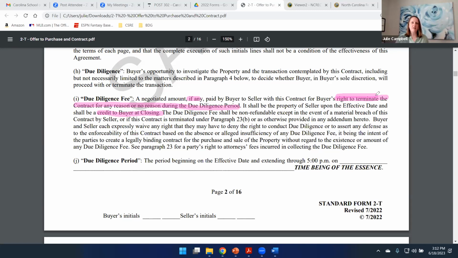Money talks, doesn't it? So I think more due diligence fee may get your buyer some more due diligence time. Don't offer me $50 and ask for 5 weeks. That's not going to get you far. Questions on our due diligence fee, or due diligence period?